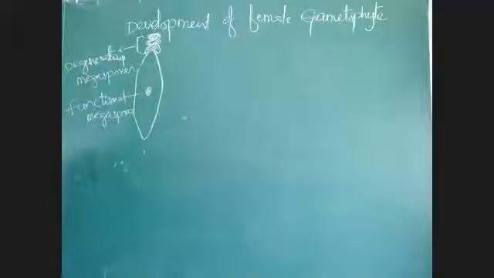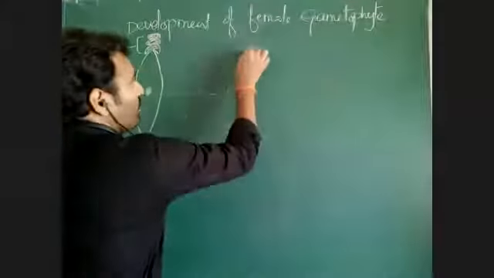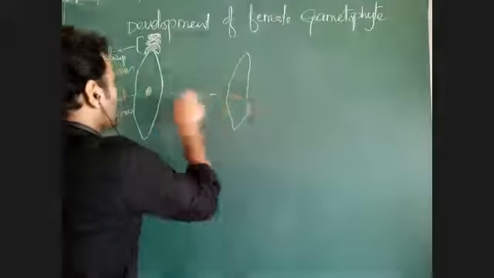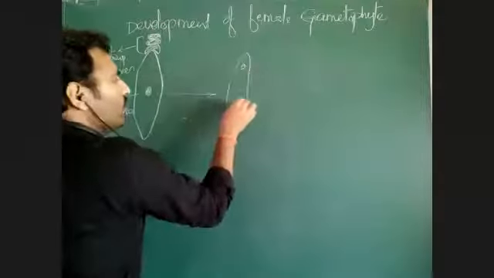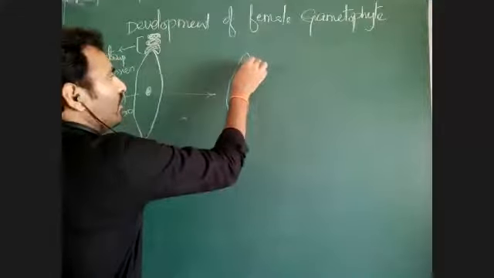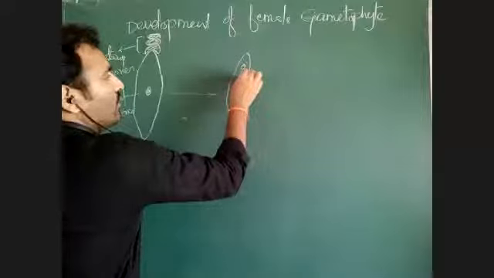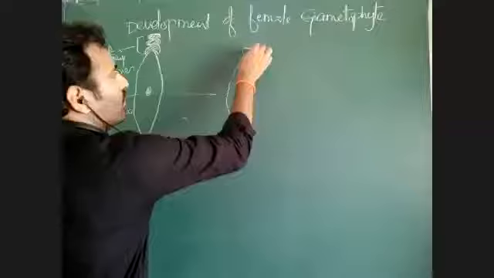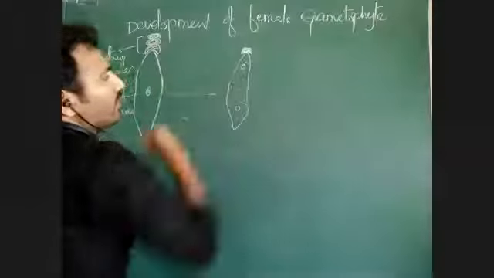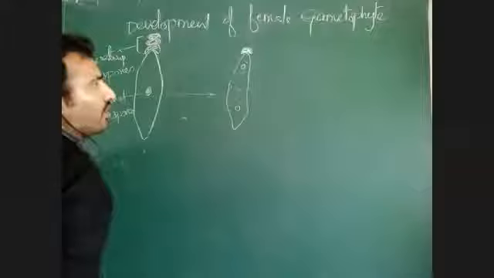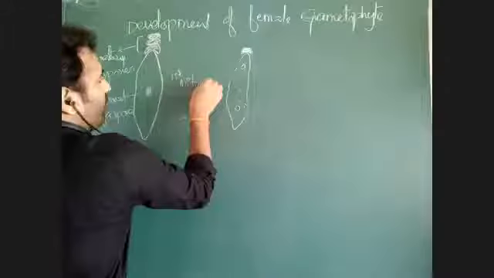This functional megaspore then starts nuclear division by mitosis. Cell division is not taking place first. First there is nuclear division taking place. With the help of nuclear division, the nucleus which is present here will divide into 2 nuclei, and the 2 nuclei will move to opposite poles. Here the degenerating megaspores can appear. This is the first mitotic cycle.